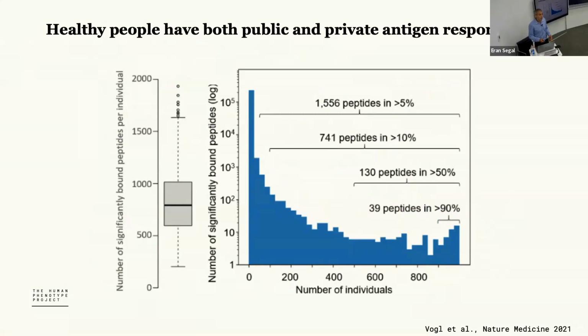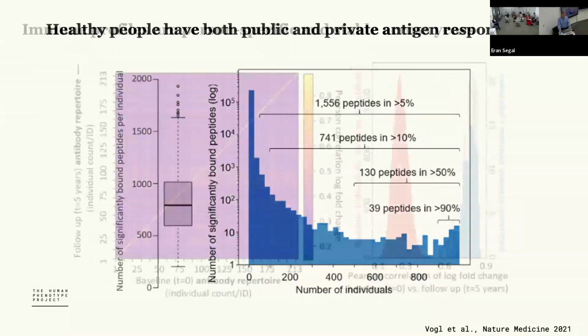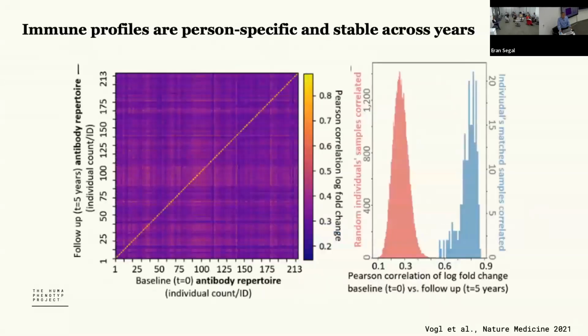Some of these antigens seem to be specific to people, so only a small number of people identify them. But then there are some antigens for very common viruses, for example, that are actually recognized by a majority of the population, indicative probably of very widespread previous infection by these viruses in the studied population, in this case, the Israeli population. We also see that this immune profile is very stable over time.